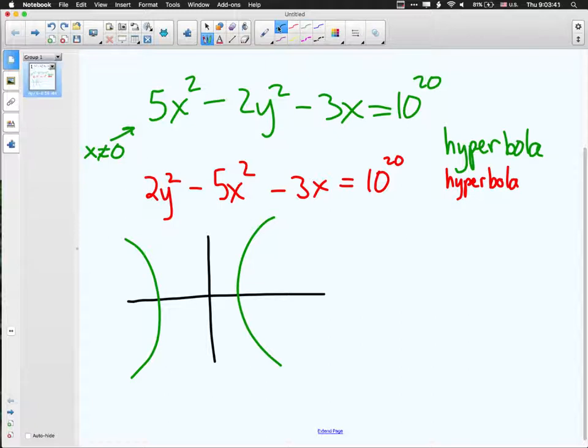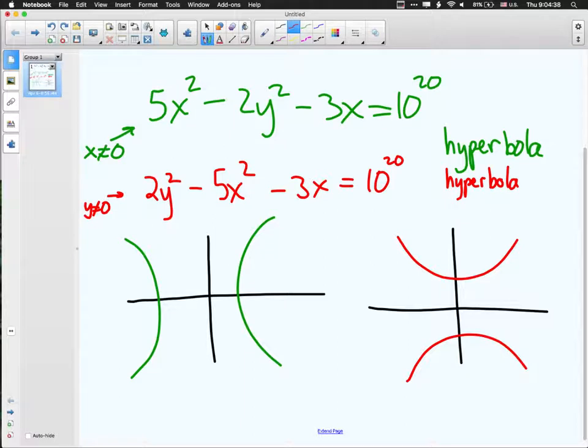Now for the red one, what can we say about y? Just plain old, what can we say about y? We've got a negative, minus something. Y can be any positive. Well, it could be negative too, but it can't be 0. Again, it can't be 0. Because if it were 0, then we'd have negative 5x squared equals something positive, which is a big no-no. So that's why we know that this one is facing up and down.